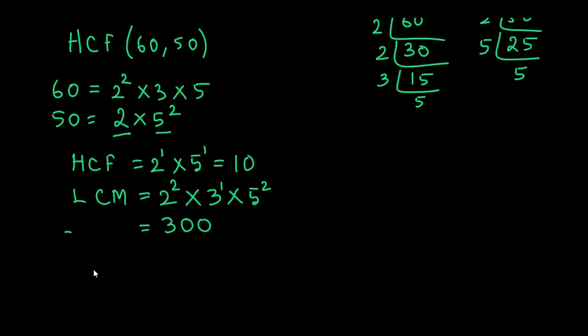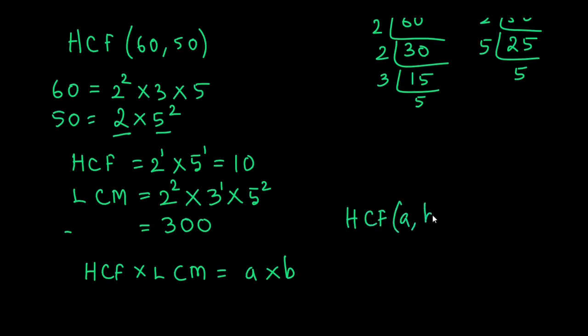Now you verify whether HCF into LCM is equal to the product of the two numbers. Let us say the two numbers are A and B. It should be A into B. HCF of A and B is generally written with parentheses, and LCM of A and B is written with square brackets.